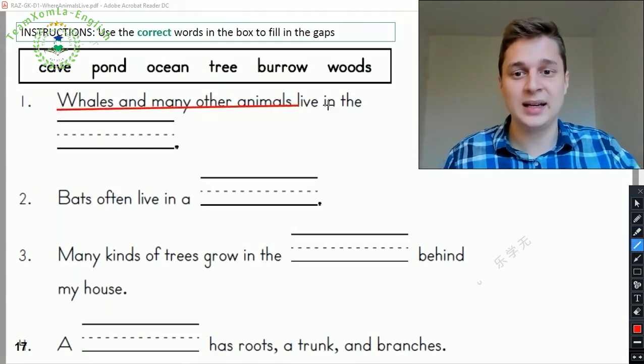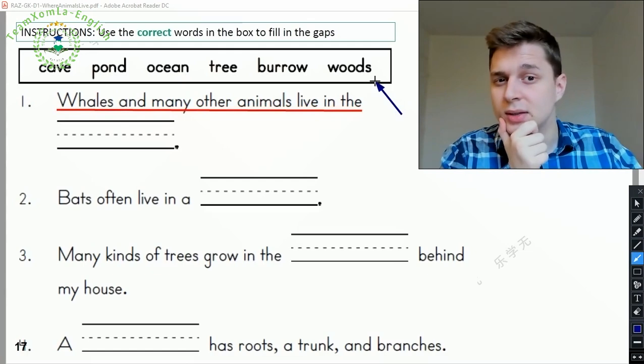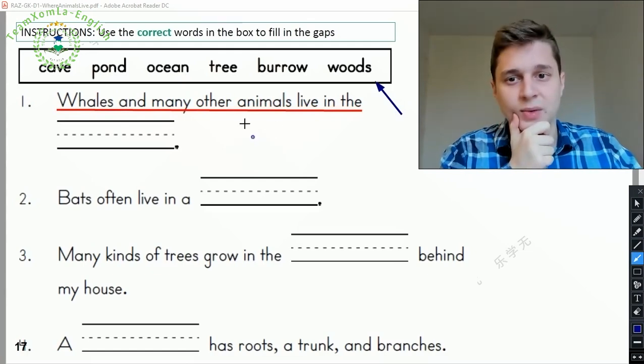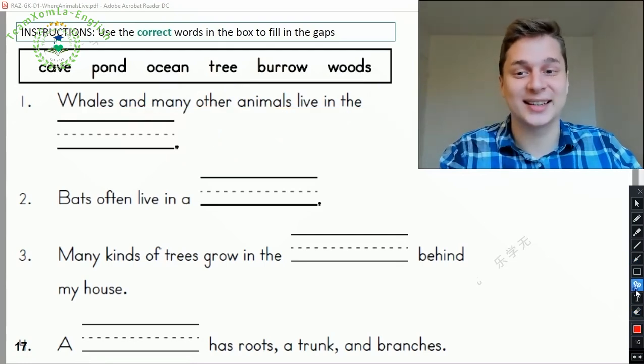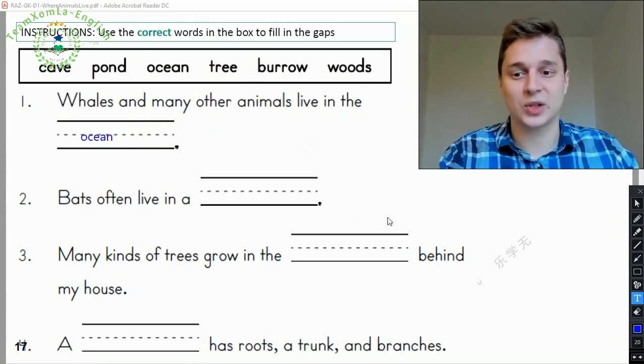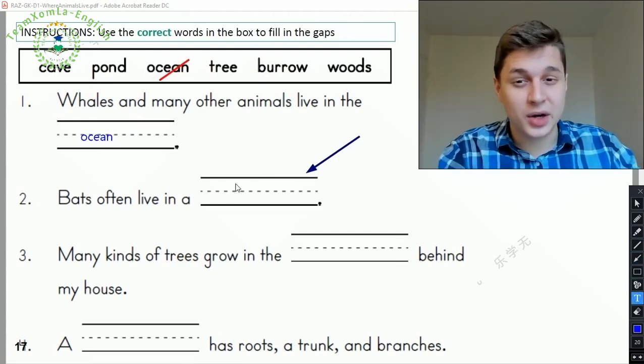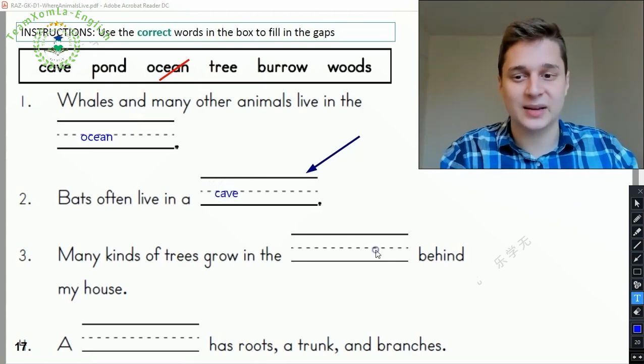Whales and many other animals live in the woods? No. Trees? No. In the ocean. Yeah, there we go. Excellent work. Whales and many other animals live in the ocean. Bats often live in a dark, creepy, scary cave.